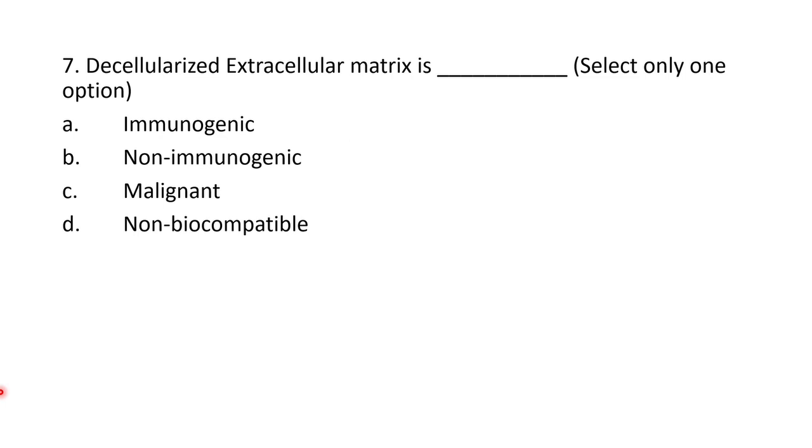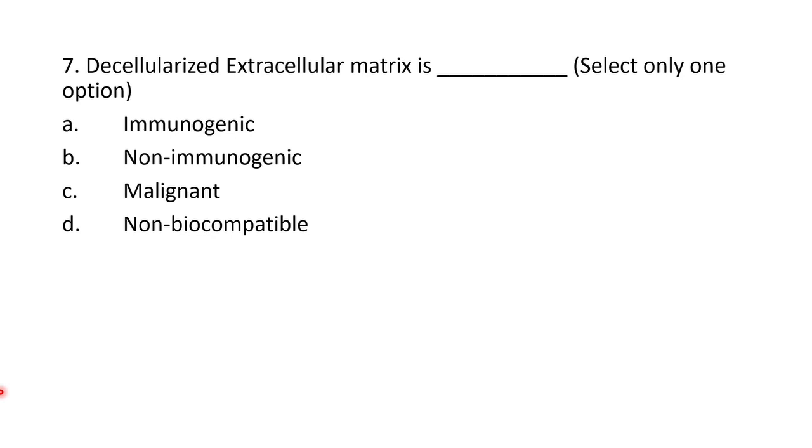So the next question, decellularized extracellular matrix is dash. Immunogenic, non-immunogenic, malignant, non-biocompatible. You would have studied about decellularized ECM in your week 2 video. So is B the option? Yeah, B is the option. Decellularized ECMs should be non-immunogenic. It can't be immunogenic or malignant or non-biocompatible.